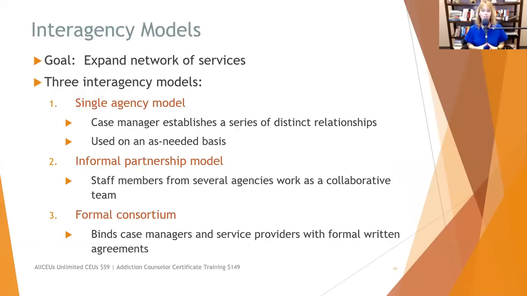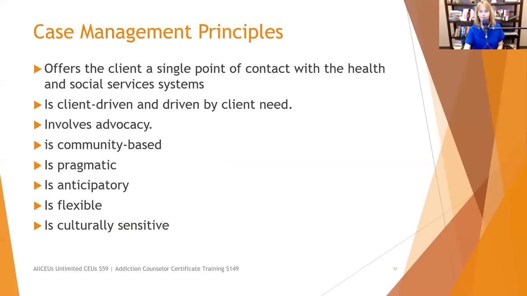The formal consortium binds case managers and service providers with formal written agreements called memorandums of understanding. And basically those say, this agency agrees to do X, Y, and Z, and if they don't, these are the consequences. And everybody signs their memorandums of understanding, so you understand what each agency can and will provide and is responsible for providing. And if it doesn't happen, then you can advocate and follow up.